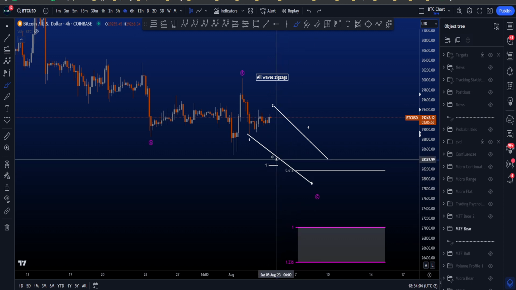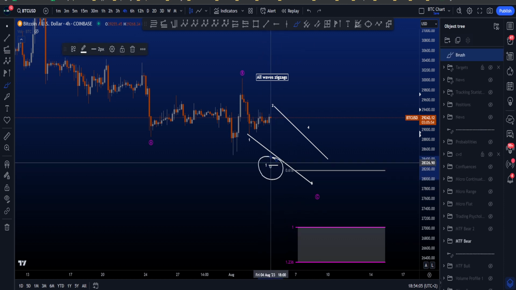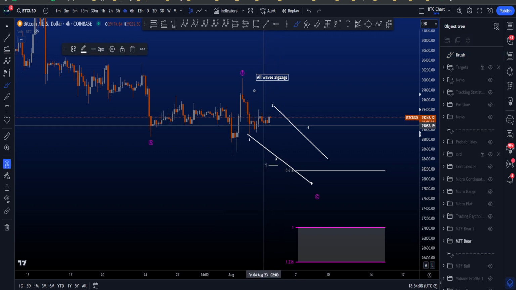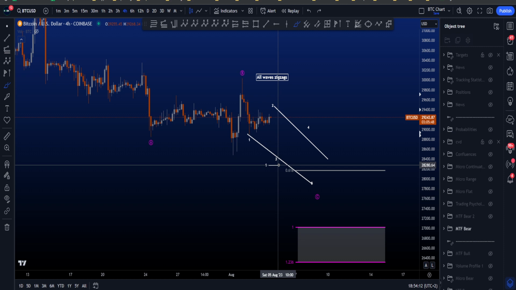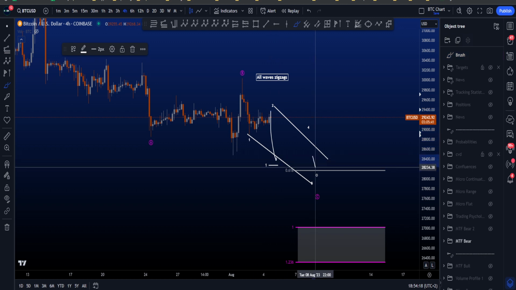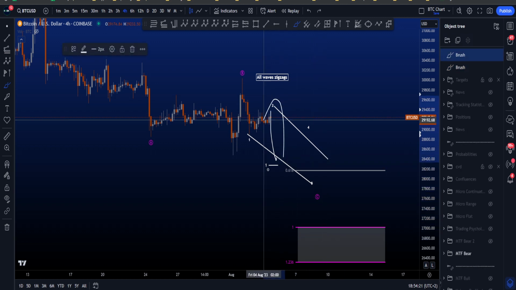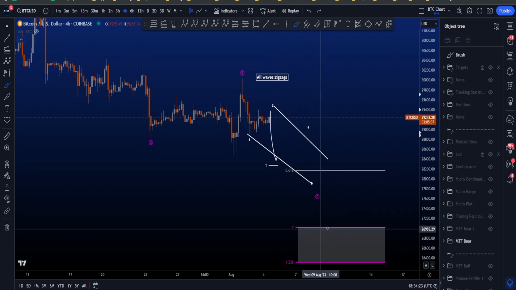But the maximum target for wave 3 before invalidation is this 1-to-1 over here, taken from the high to the low of 1 to the current high of a potential wave 2, which is sitting at 28.2, 28.3k. And if this is then a wave 3, then this wave 5 has to be longer than wave 3 to reach the common target area.